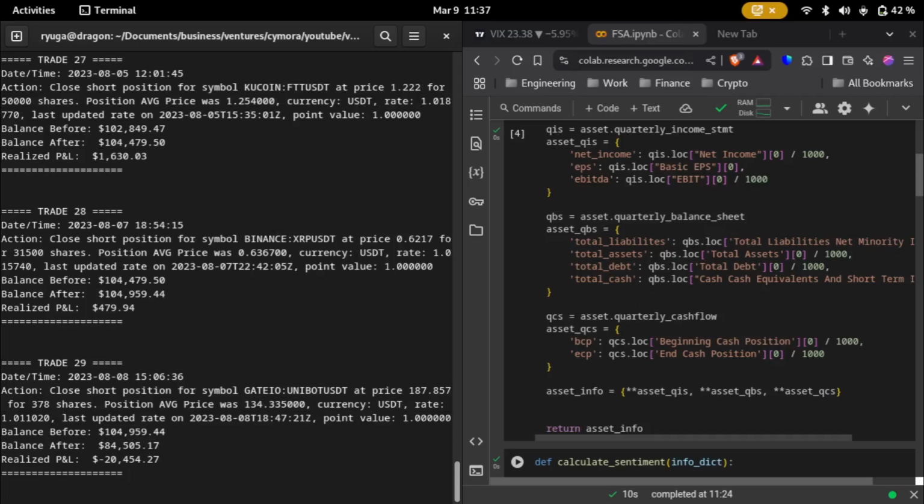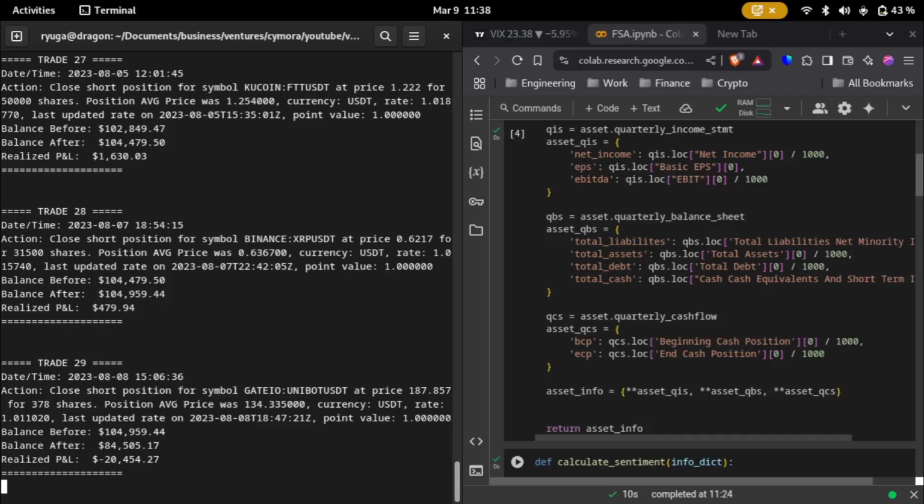Now, the trade right after that you can see a substantial loss of $20,454. And the reason why I lost so much money is because I took a leveraged margin position against a cryptocurrency called Unibot. This particular cryptocurrency, I had no idea why people were so bullish on it, and I went short. Now, I went short too early, and as you can see, I lost 20,000 because of it.